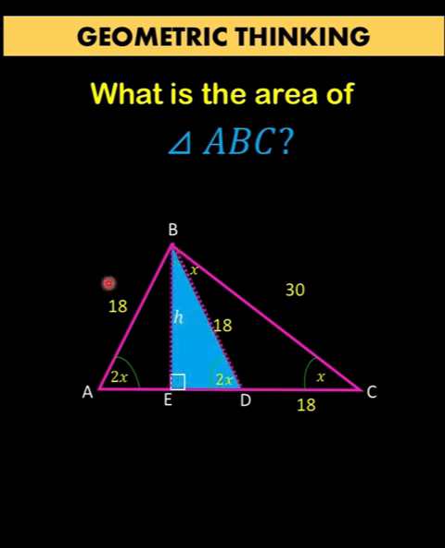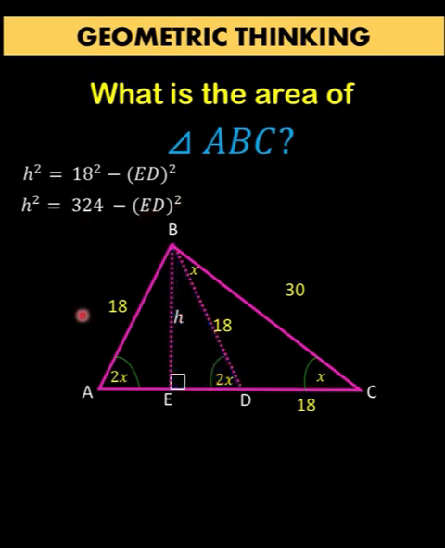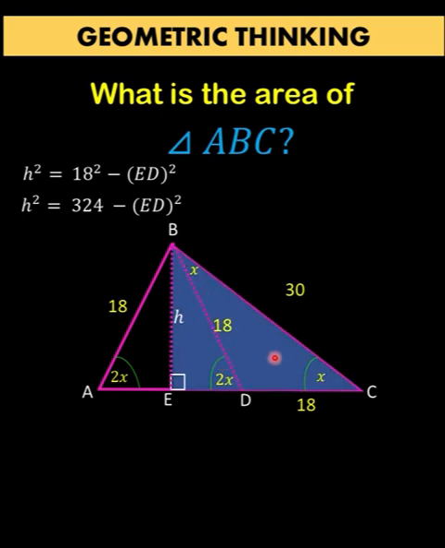Using the Pythagorean formula, h squared is equal to the difference between the squares of the hypotenuse and leg ED. So we have 18 squared minus the length of segment ED squared. And simplifying, we have h squared equals 324 minus ED squared. Next, let's look at this other right triangle, and let's also form an equation with respect to h squared.